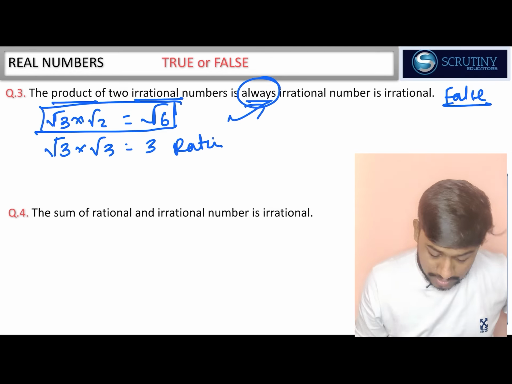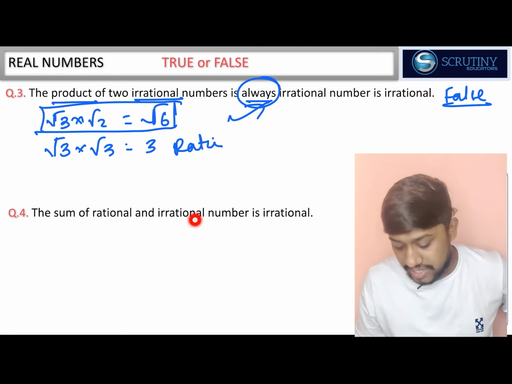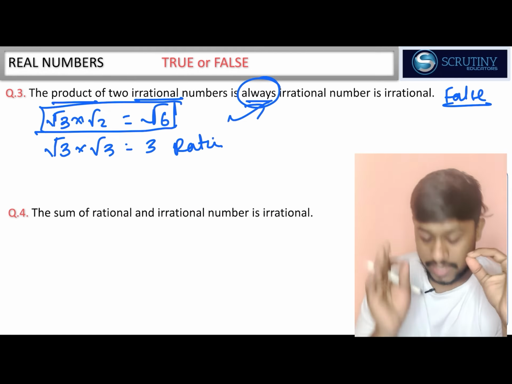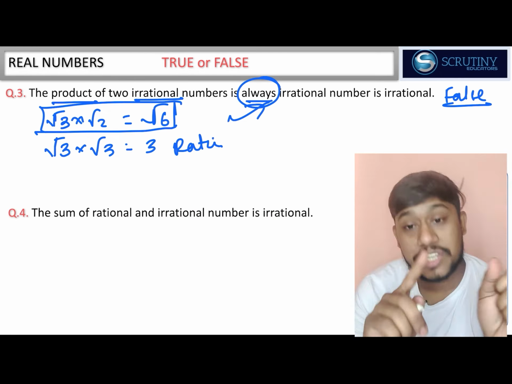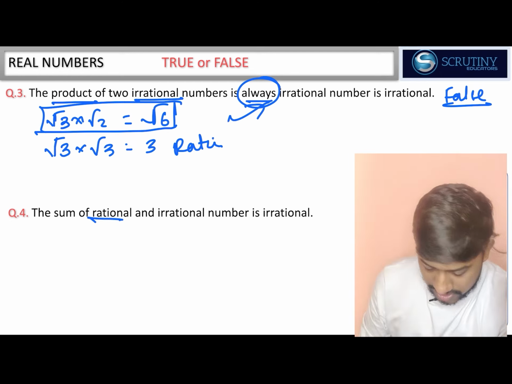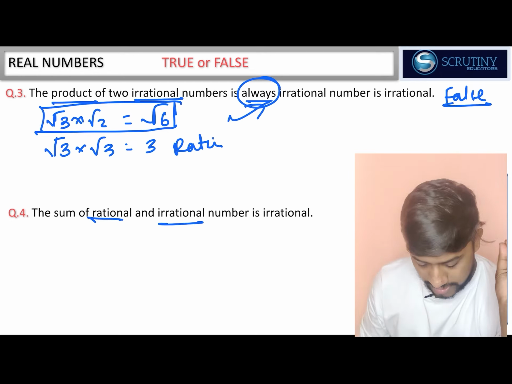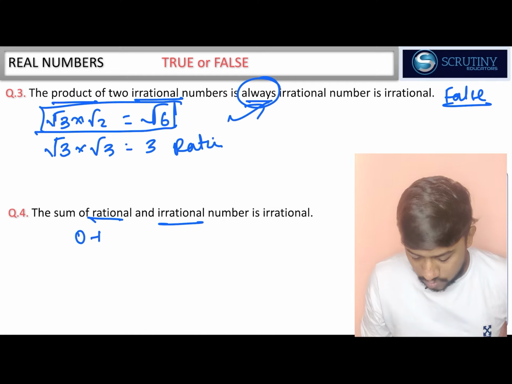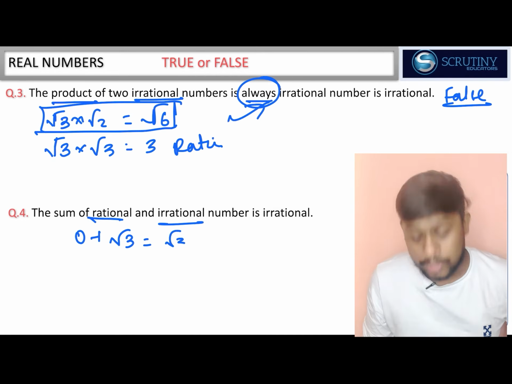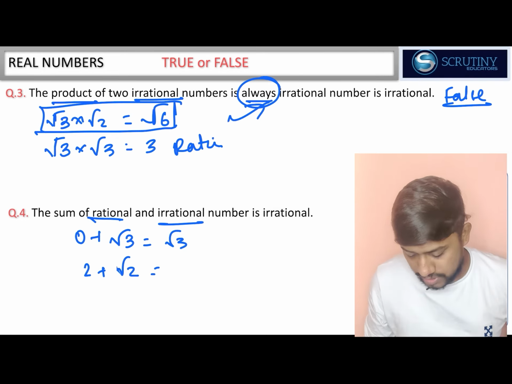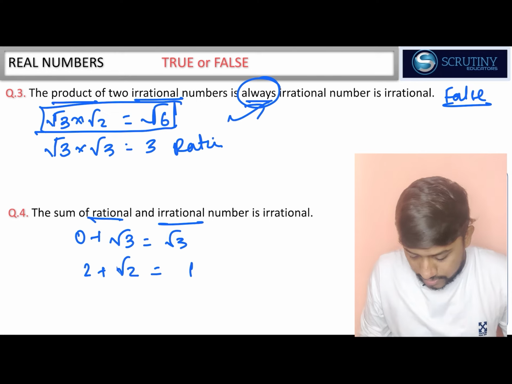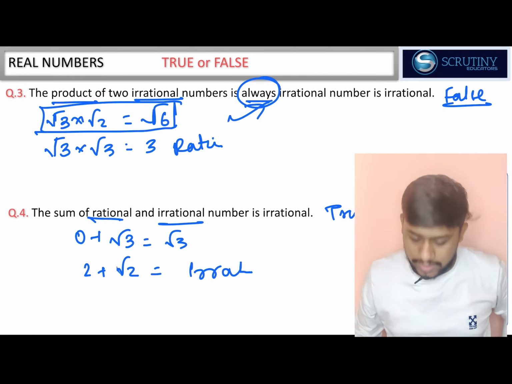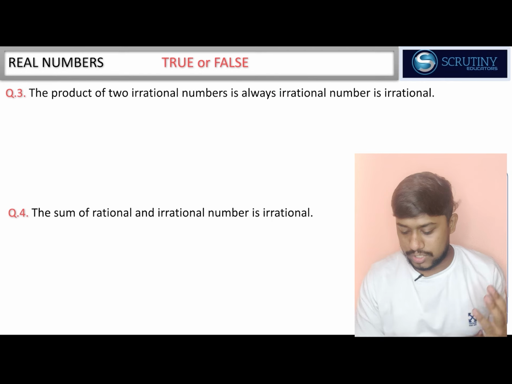Now, the sum of a rational and an irrational number is irrational. Yes, just see, here they are taking the sum of a rational and an irrational number, right? First we will take our rational number: 0 plus root 3, we have definitely root 3. 2 plus root 2 is what? Irrational only. So it is true. Got it? Good. Let's go for the next question.